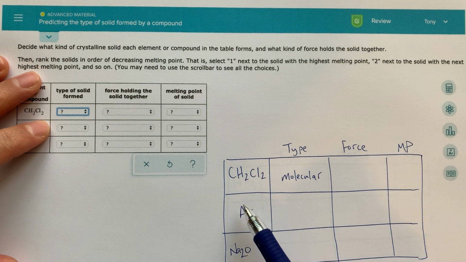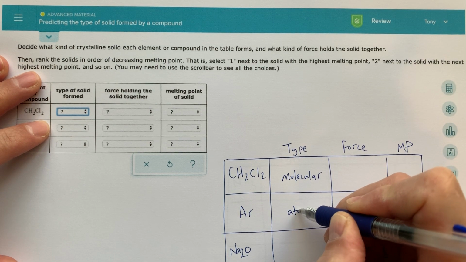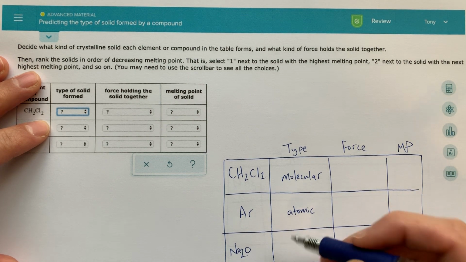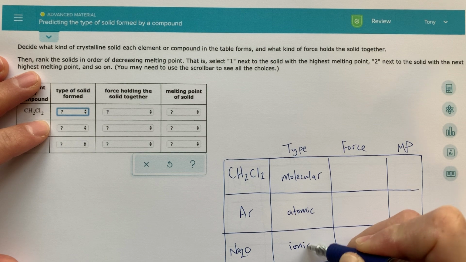That means it's molecular. Here we've just got argon. So this is going to be atomic. I've got a sort of naked atom there. So just argon, group 8 noble gas. That's going to be atomic. And then Na2O, so that's sodium oxide. Sodium is a metal, and oxygen is a non-metal. Therefore, this one must be ionic.